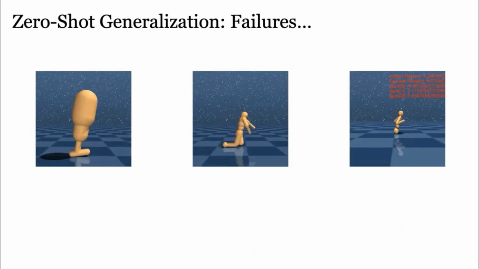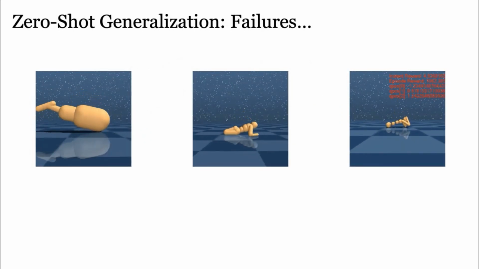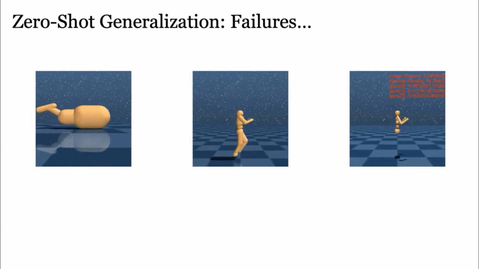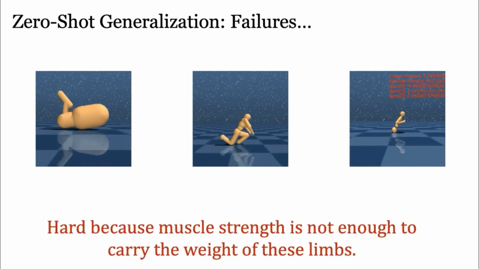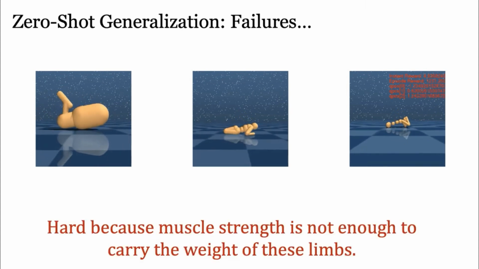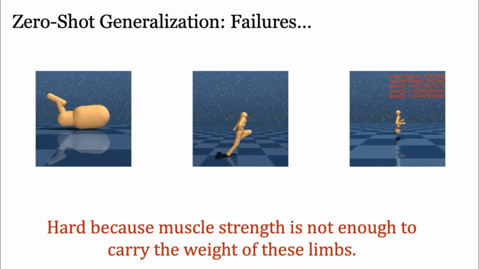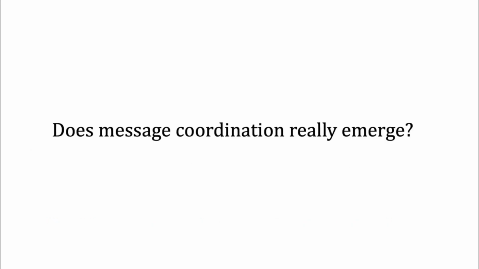But there are still some failure examples. If we make a giant version of Hopper and humanoid, the muscle strength is simply not enough to carry the weight. And if we also remove the legs of the humanoid, it cannot move at all.